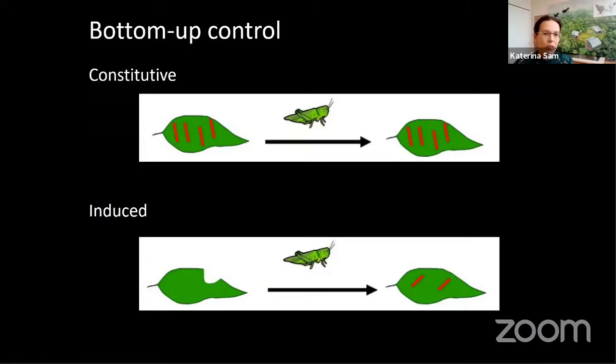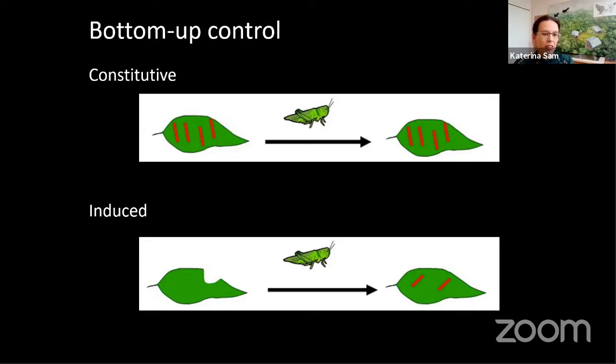And during the evolutionary race of the plants and the insects, the plants developed two types of defenses, which we can split as constitutive and induced. The constitutive defenses are always present in the plant, and that's why they are useful when the attacks are repeating often and where there is a big abundance of herbivores.